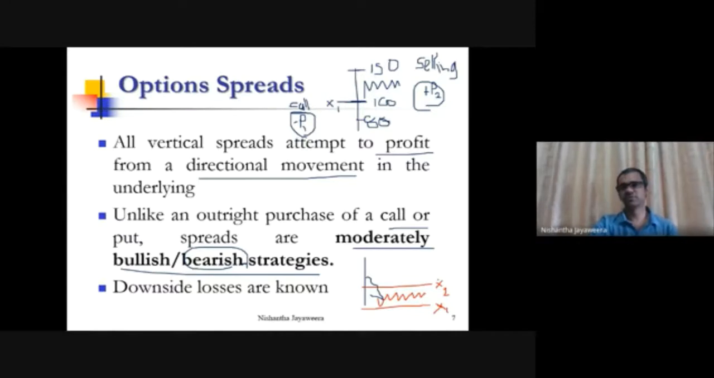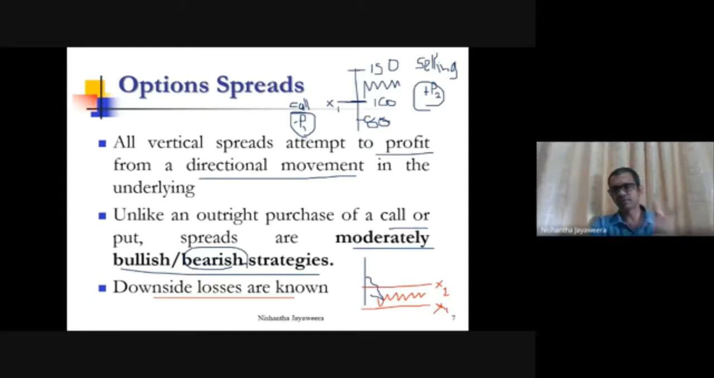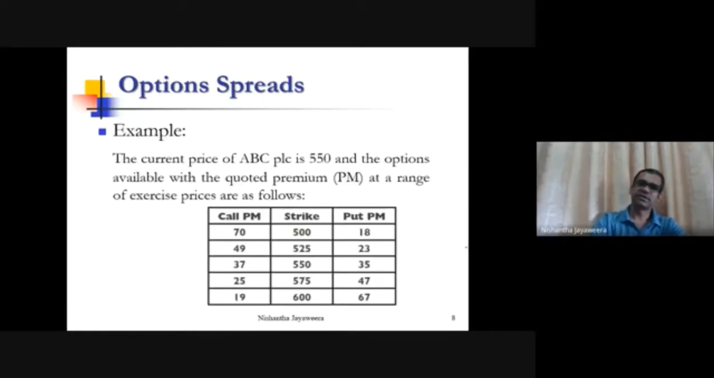That is the idea behind this trading on spreads. Either moderate bullish view or moderate bearish strategies. So downside losses are known, because once you buy or sell options, you know what is the downside risk.